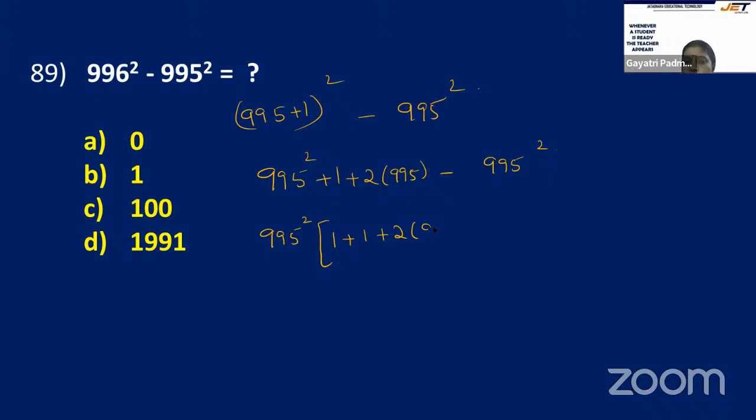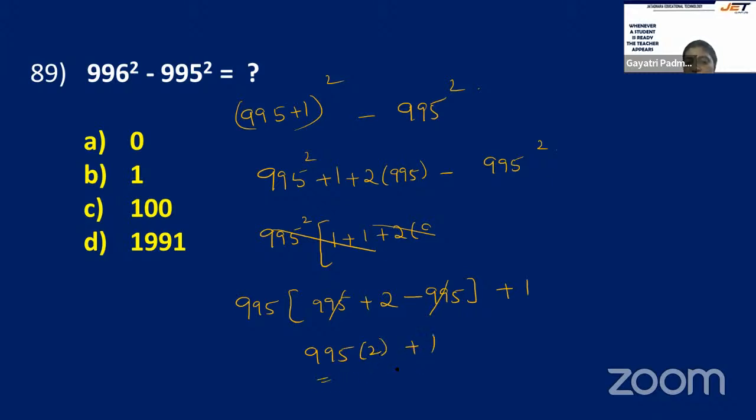We have 1 plus 1 plus 2 into 995, all right, let's take 995 outside. If you take 995, you get 995 plus 2, minus 995, right? And outside we have plus 1. So plus 995 minus 995 will go. So we have 995 into 2 plus 1. So what is 995 into 2? 5 2s are 10, 9 2s are 18 plus 1, 19. So 1990 plus 1 will give us 1991.